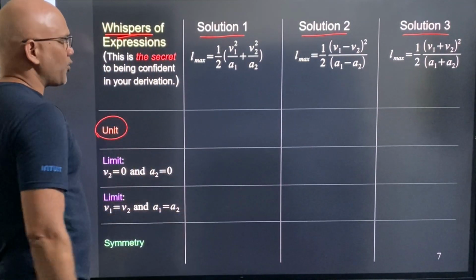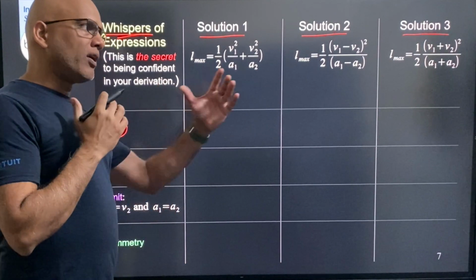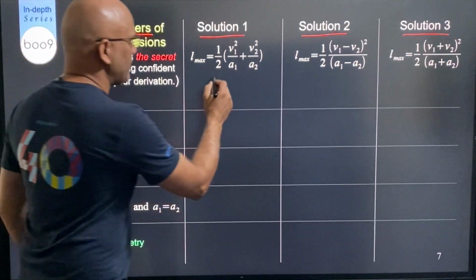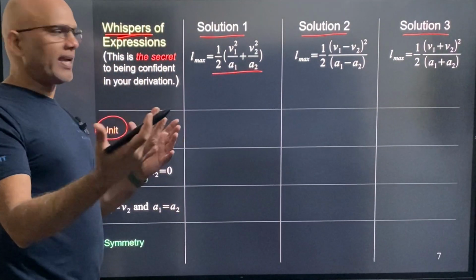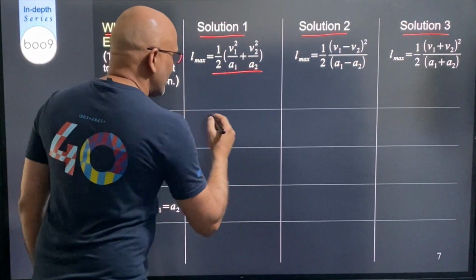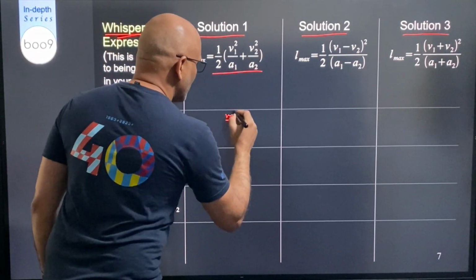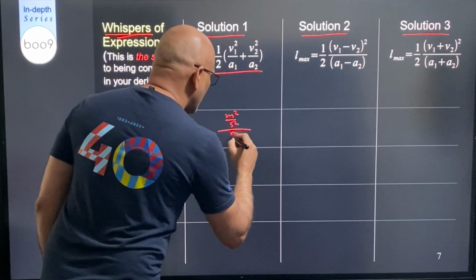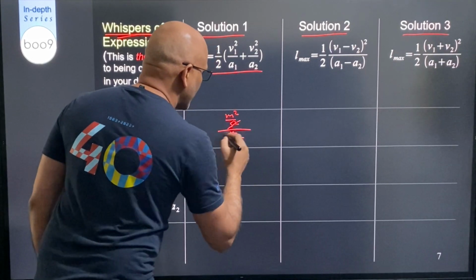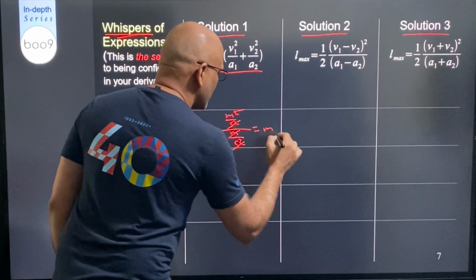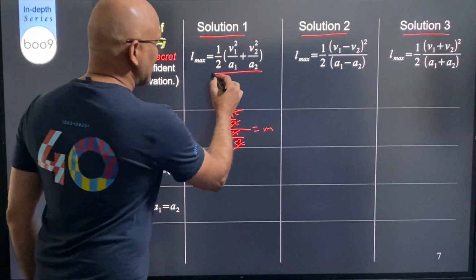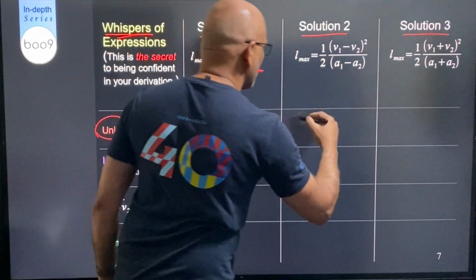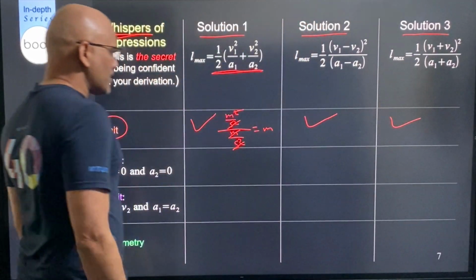Let's first do the unit. Remember, it is asking us about the maximum separation, so it is asking us about a distance. Let's check if this is telling us about a distance or something else. So v square, that is meter squared per second squared, divided by acceleration, which is meter per second squared. Second squared cancels, meter one cancels, so this is in meters. So this expression is indeed telling us about a distance, so this checks. Similarly, you can also make sure that these two also check for this.